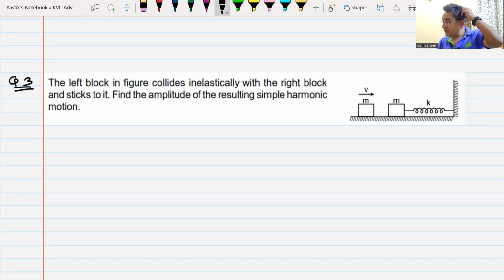This is question number 3. The left block in the figure collides inelastically with the right block and sticks to it. Find the amplitude of the resultant simple harmonic motion. I will give you 2 minutes to solve it. If you can do this, that means you are doing great.